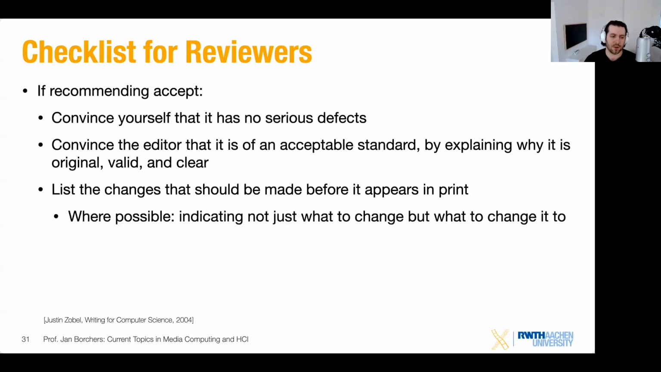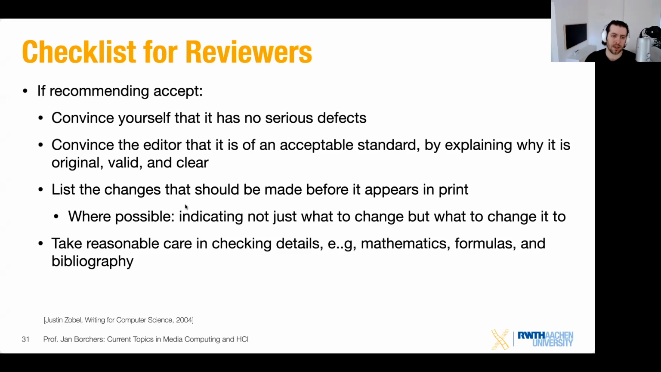And then, of course, you need to say where possible. So where is this possible? Indicating not just what to change, but, let me read it again, indicating not just what to change, but what to change it to. Yes, of course. So basically, you're not only saying this needs to happen, you're also suggesting how it needs to happen and what the possible outcome should be.